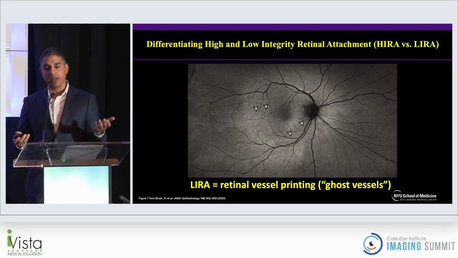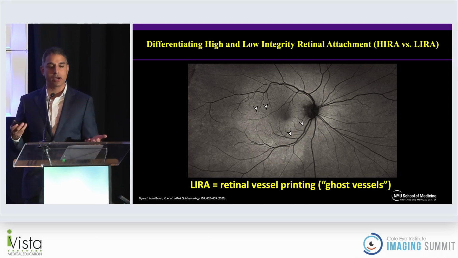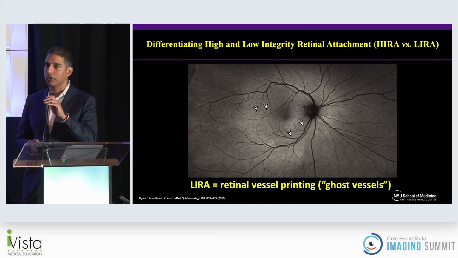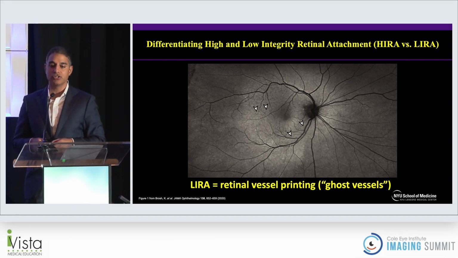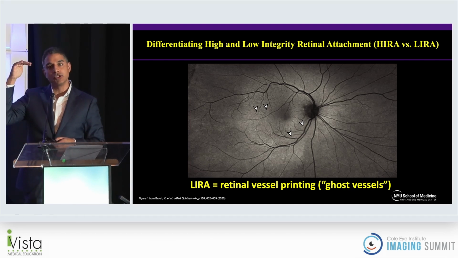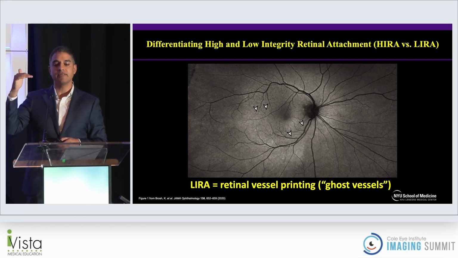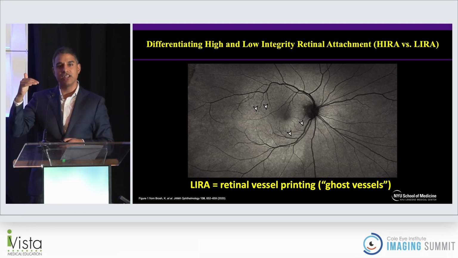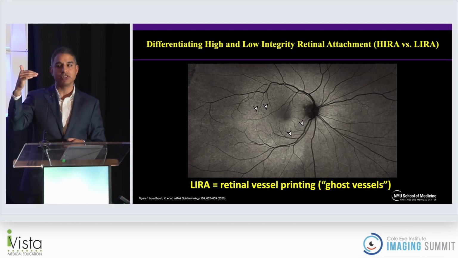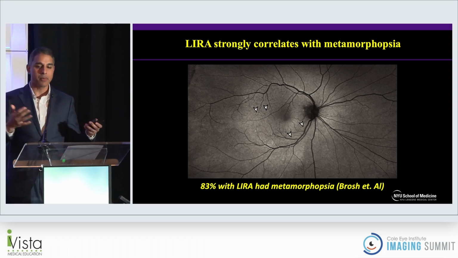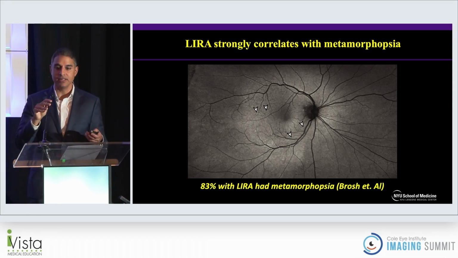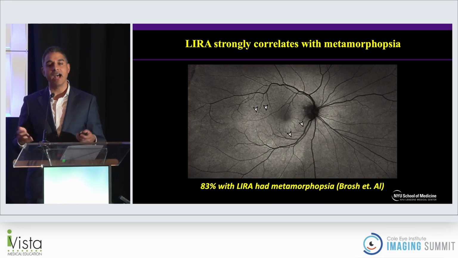So I think we're all pretty familiar with the idea of high and low integrity retinal reattachment because it's gotten a lot of noise over the last few years, rightfully so. And what you see are these hyper autofluorescent lines that are typically above the darker vessels, and they correspond directly to them. You can see those arrows there, and this ghost vessel or retinal vessel imprinting is thought to represent the original place of where those vessels were before retinal detachment surgery.